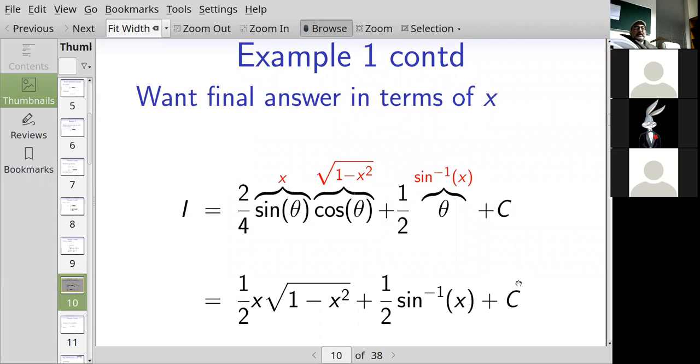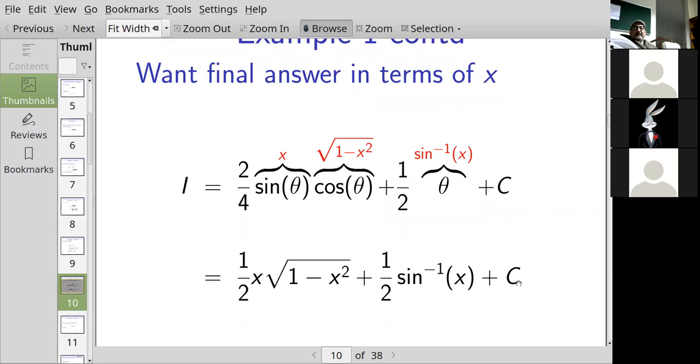So now I replace everything. I get rid of the thetas and I get rid of these functions of theta and I replace them by functions of x. So that's 1/2. x replaces sine theta. Root of 1 minus x squared replaces cos theta. And inverse sine of x replaces theta. And we get the final answer.